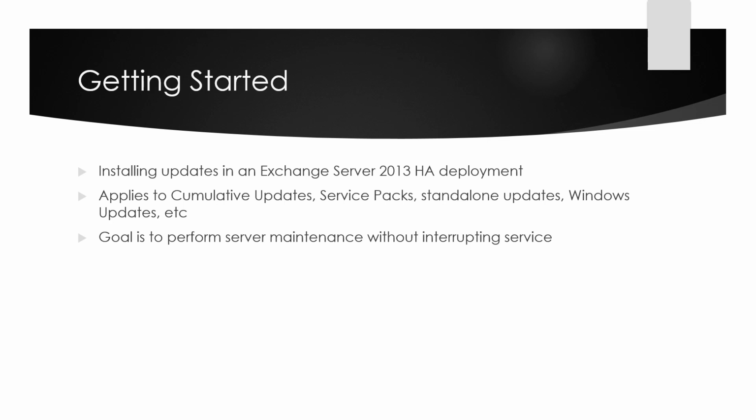So depending on when you've gone through the earlier bootcamp lessons, you may be running an earlier version of Exchange or a later version of Exchange than what I'll be demonstrating in this video. But this lesson applies to any update for Exchange, whether it be a cumulative update or a service pack, or whether you're just performing other maintenance tasks on your servers, such as installing Windows server patches, drivers, firmware updates, anything like that. And basically the goal here is to perform our server maintenance in our HA deployment without interrupting service.